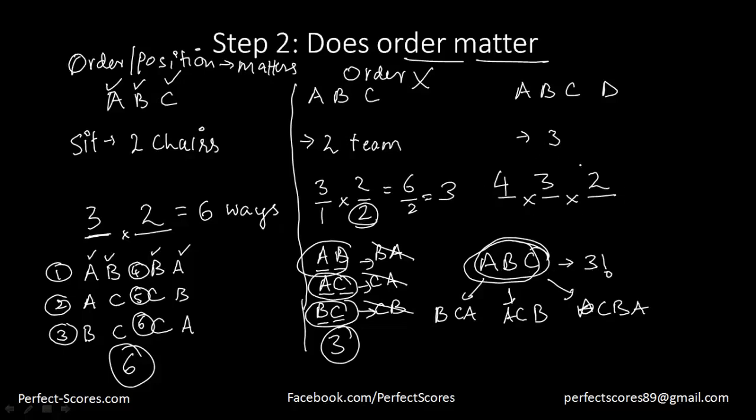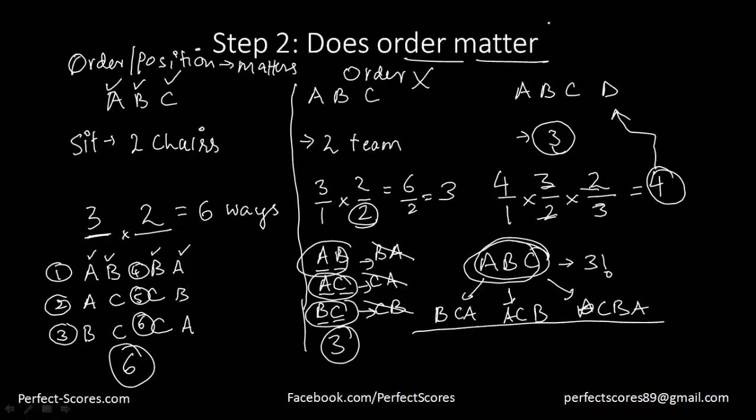That means for me to remove the redundancy, all I have to do is divide by the factorial of the number of slots, and I will get my answer that there can only be 4 teams that can be chosen out of A, B, C, D if I want to have 3 people in a team, right? So the crux over here is that when the order matters, you're going to simply keep doing whatever you're doing.